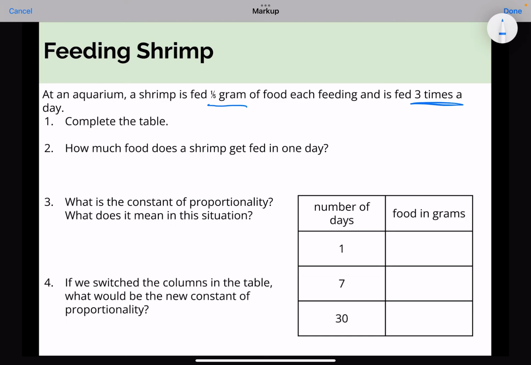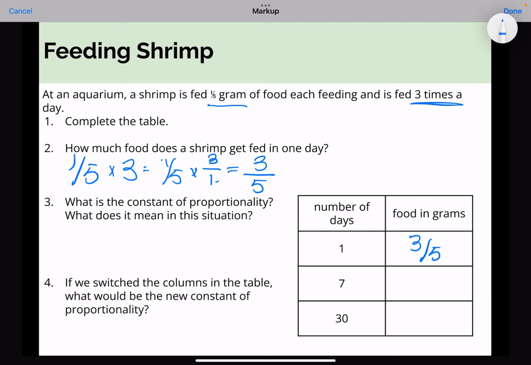So in 1 day, they are fed 1/5 of a gram 3 times. So 1/5 times 3 is the same as 1/5 times 3 over that imaginary 1. And to multiply fractions, you just multiply straight across. So 1 times 3 is 3, and 5 times 1 is 5. So they are fed 3/5 of a gram of food in a day.